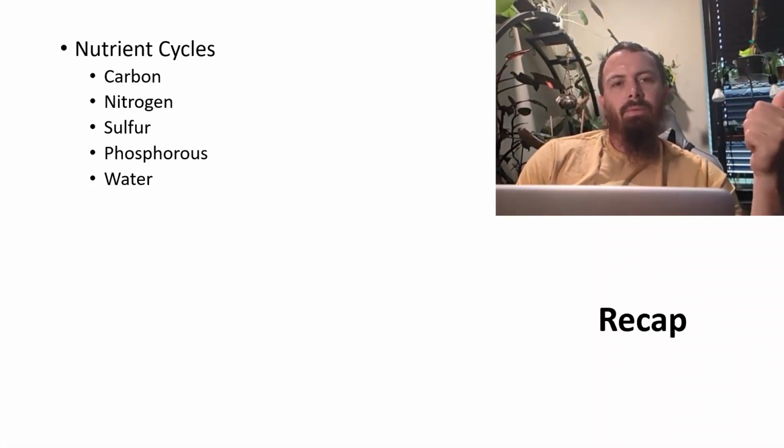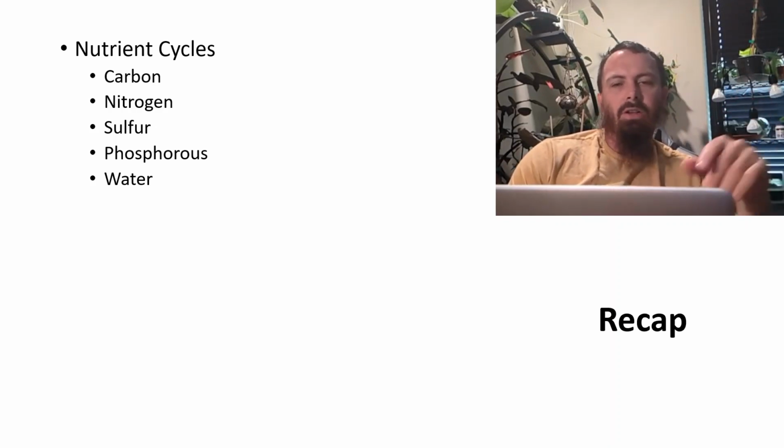So to recap, nutrient cycles, we talk about carbon, nitrogen, phosphorus, and water in a lot of detail, and a little bit about sulfur as well.